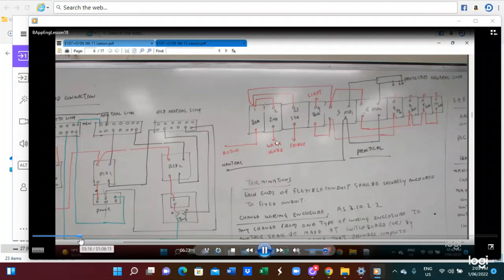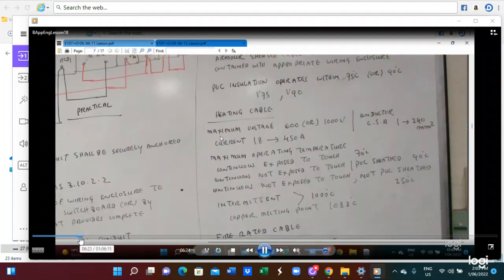This is for the heating cable. When you are using the heating cable, there will be the maximum voltage, the current rating, the maximum operating temperature, and the continuous exposure condition. There will also be, you can see, the heating cable.